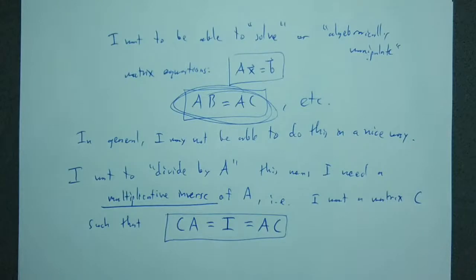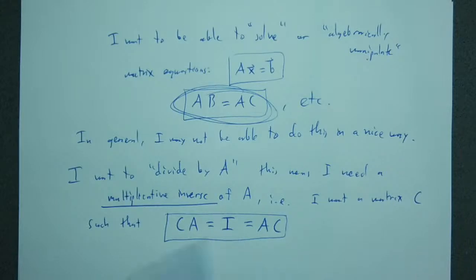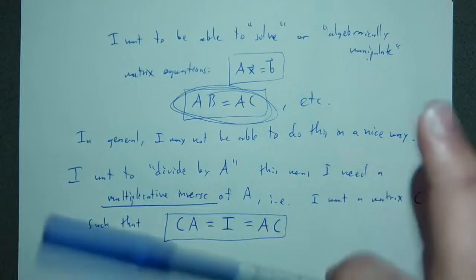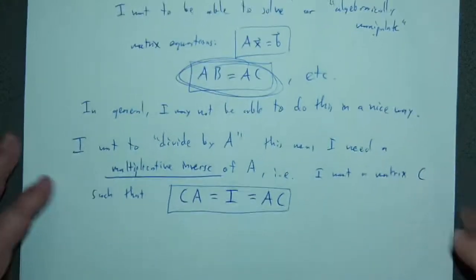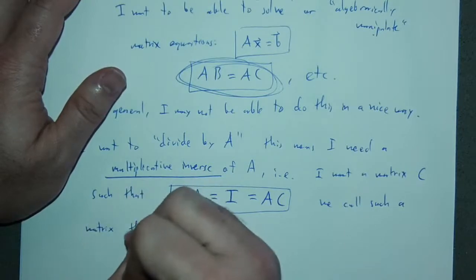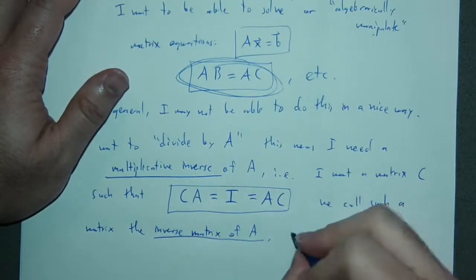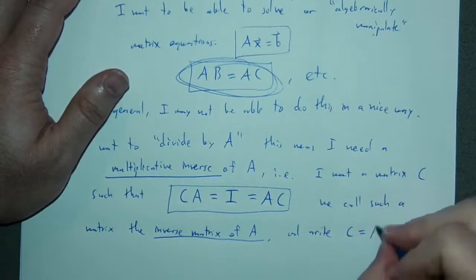Now, a couple of things. Those of you that have had some foundational logic stuff might notice that if I only used one of these things, so CA is equal to I or AC is equal to I, that's perfectly fine, but that's the notion of what's called a one-sided inverse, okay, which is not necessarily a two-sided inverse. But I require that this give me the same thing. I require that I have a two-sided inverse here. I'm not going to make that distinction any further. I'm just going to say an inverse. Okay, we call such a matrix the inverse of A. So the inverse matrix of A. And write that C is A inverse.